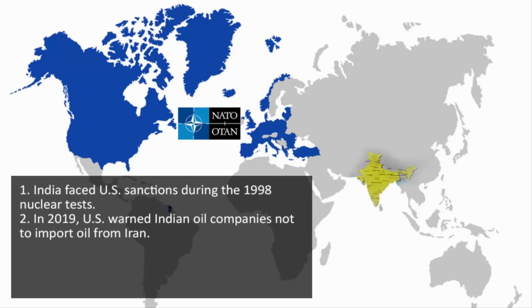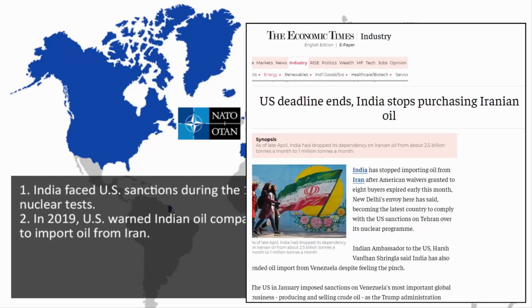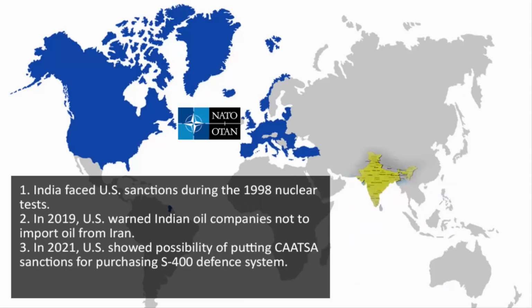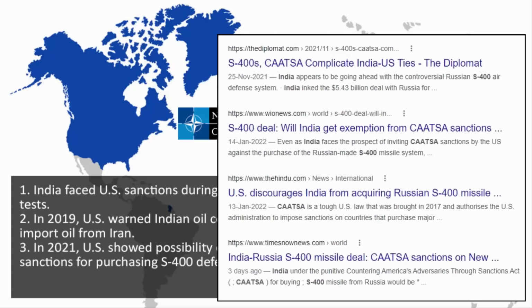In 2019, United States warned India and said, if Indian companies continue to import oil from Iran, then India would face severe sanctions. Although US did not put any official sanctions, but the threat was enough for India to stop buying oil from Iran. And then last year in 2021, when India received its first unit of S-400 missile defense system from Russia, United States was not happy with it. There were high-level talks regarding United States' possibility of putting CAATSA sanctions on India.